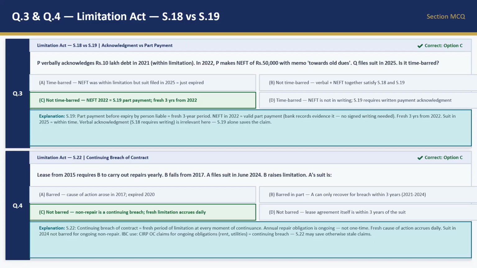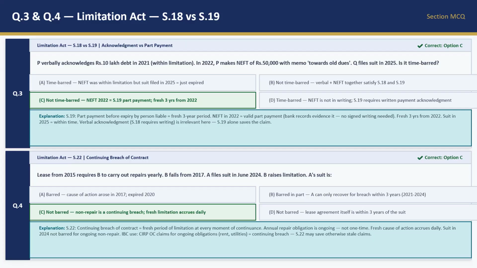In case of continuing breach of trust, lease from 2015 requires B to carry out repairs yearly. So there is a lease agreement between two persons which says that B shall carry out the repairs on a yearly basis. So B fails from 2017 and A files suit in June 2024. B raises the period of limitation here.